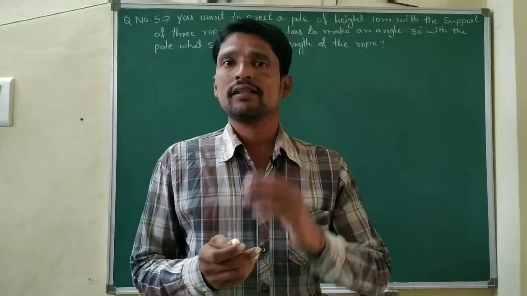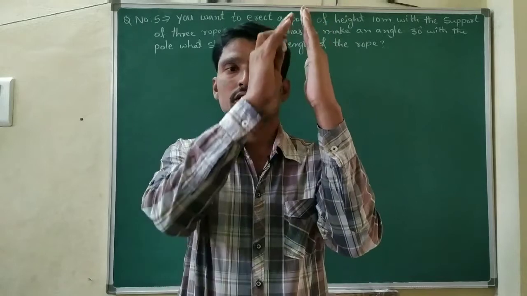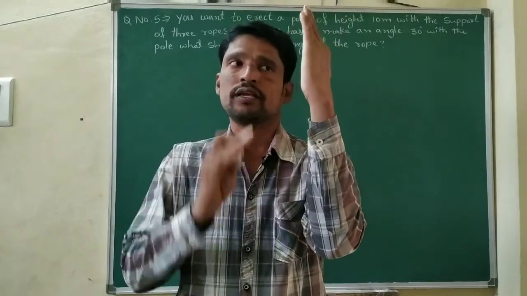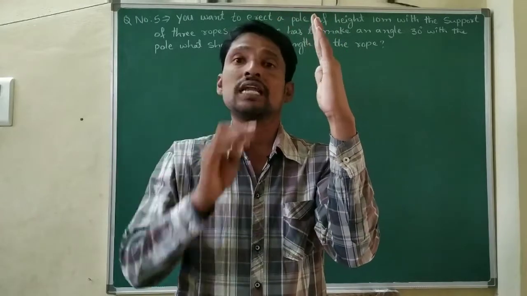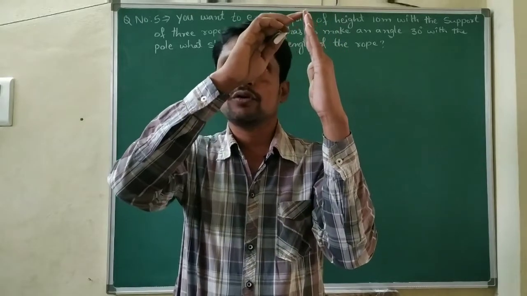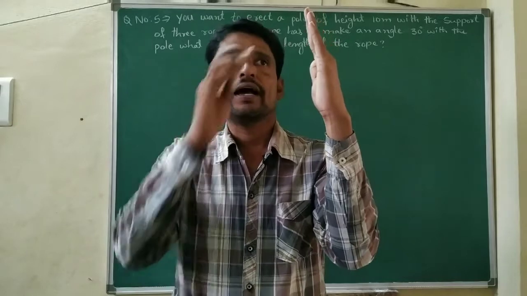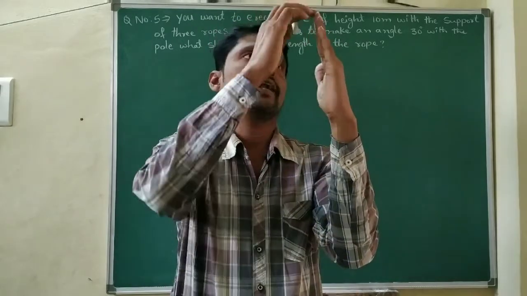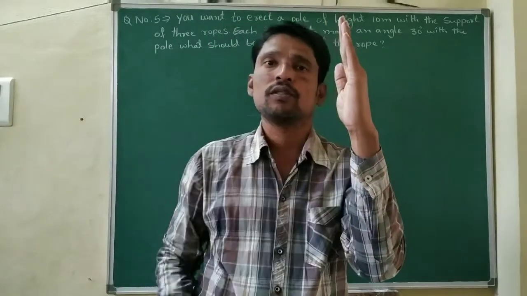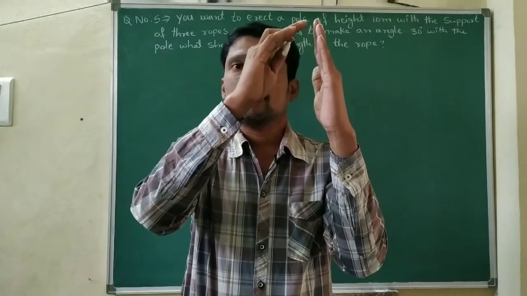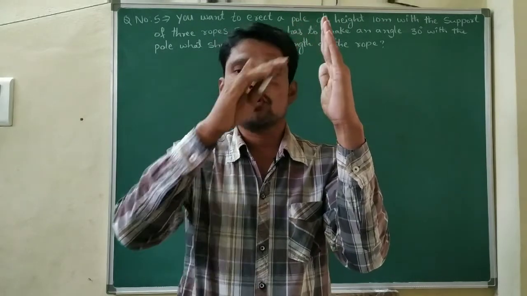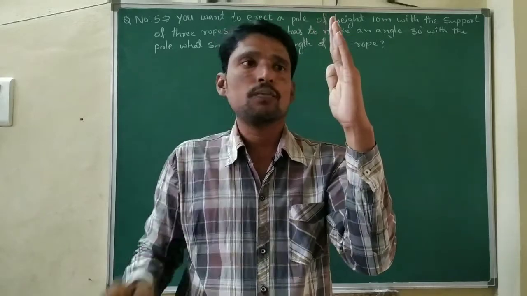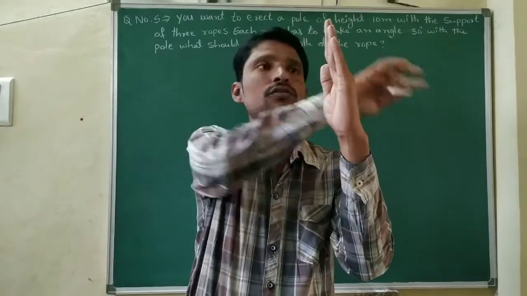Here one pole is of length 10 meters. For example, this is the pole, you have to think. This is the pole of length 10 meters. So with 3 ropes we need to erect it. From here to here one rope, and here to here one rope, and to this side one more rope. So this rope is each rope, this rope and this rope and this rope.